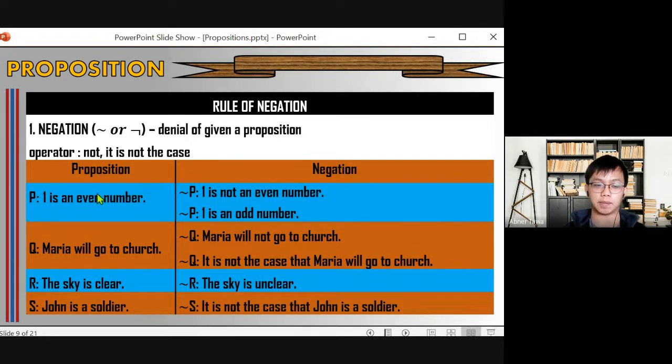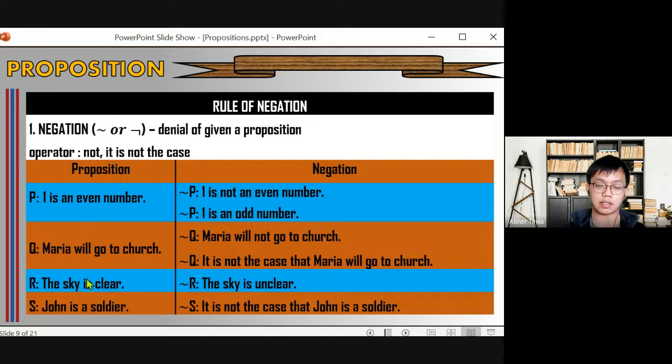So that is one example. Another example is a proposition Q: Maria will go to church. If you deny that, we can say Maria will not go to church. We have the operator not, and of course the symbol follows: not Q. Or instead of using not, we can use it is not the case. So it is not the case that Maria will go to church. From that negation, we deny the given proposition, or we get the opposite meaning of the given proposition.